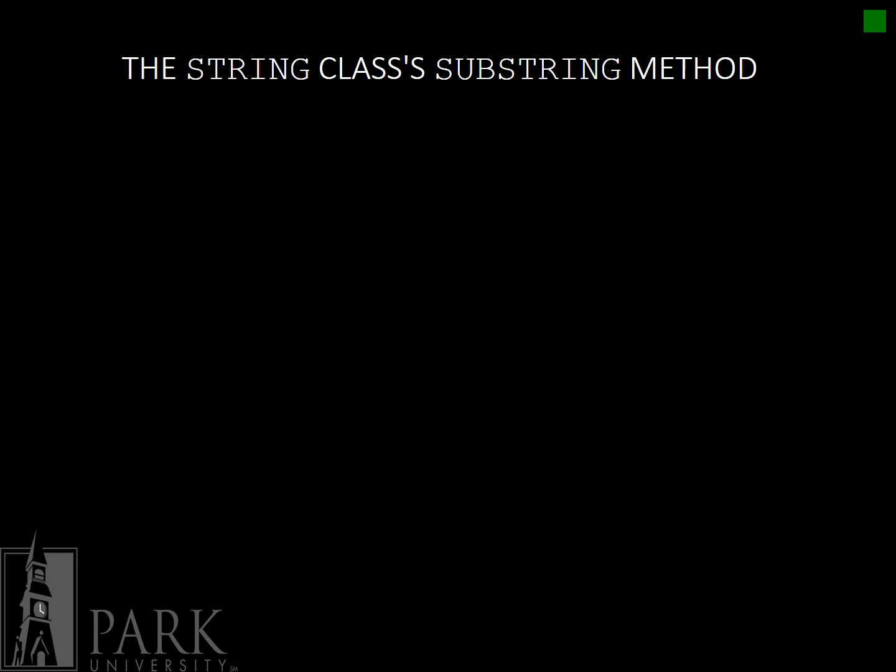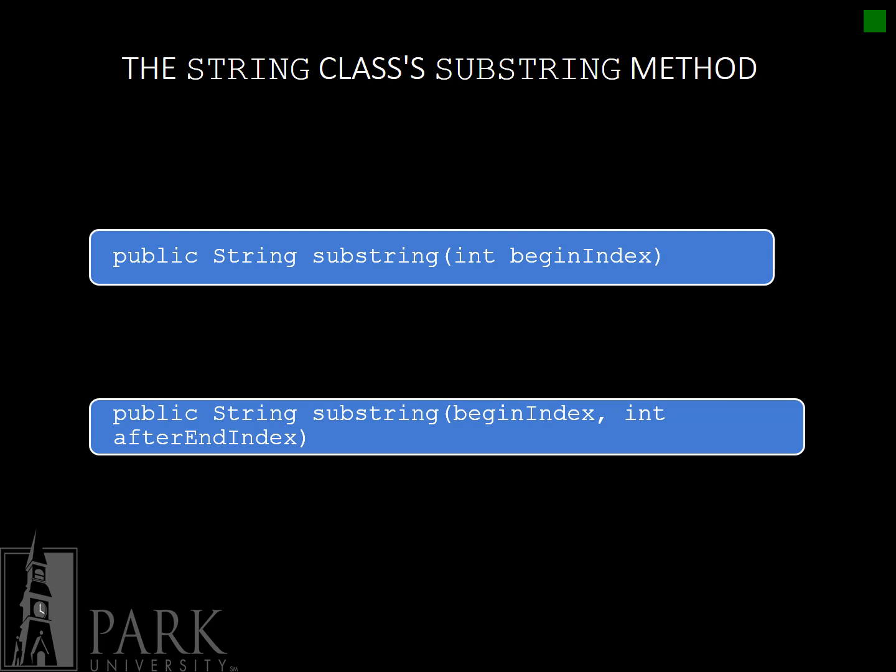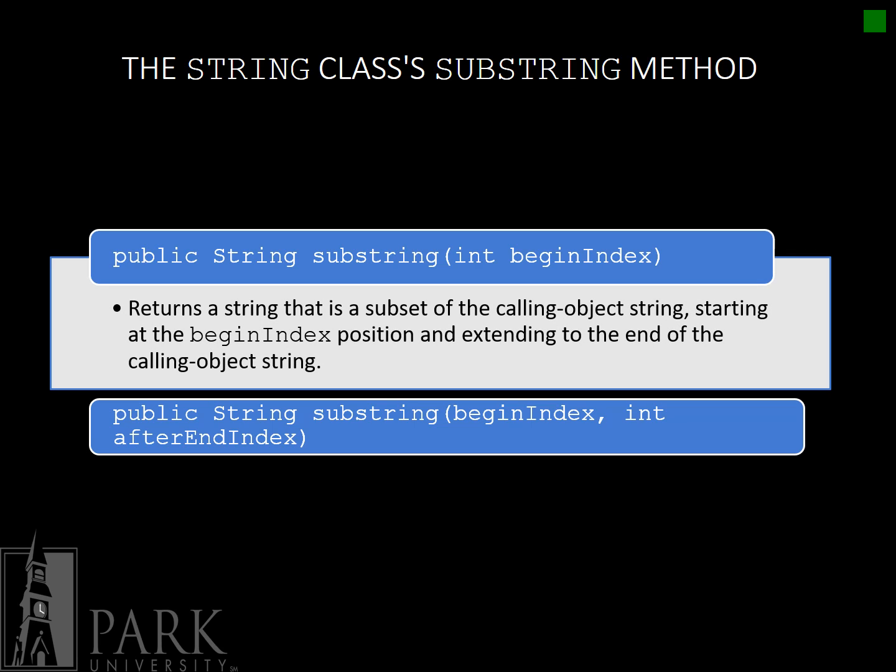Sometimes you might only want to use a portion of a string that we have. In that case, we can use the substring method to return only a portion of that string. Here are the API headers and a brief description of the two alternative forms of the substring method. The first version returns a string that is a subset of the calling object string, starting at the beginning index and extending to the end of the calling object string. So it only takes one argument, which is where do I start? And then it's going to give you from that point on through the rest of the string.